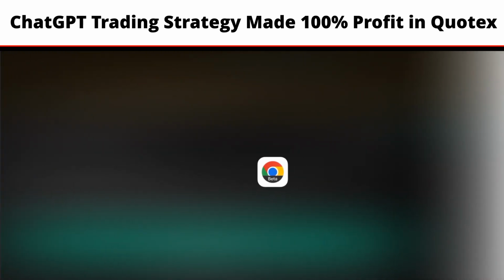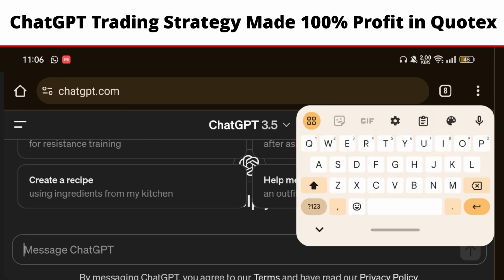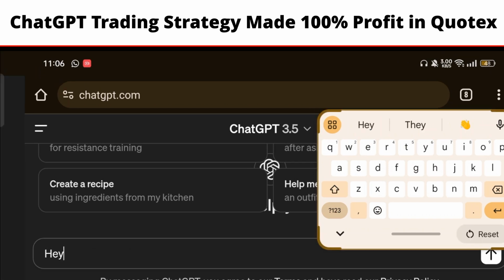So let's go to ChatGPT and prompt it to give us some signals that we can use on Quotex. The first thing that we'll need to do is to prompt ChatGPT by giving it some instructions which it needs to follow to give us signals.